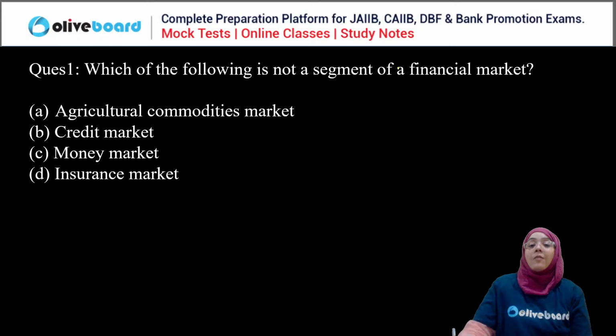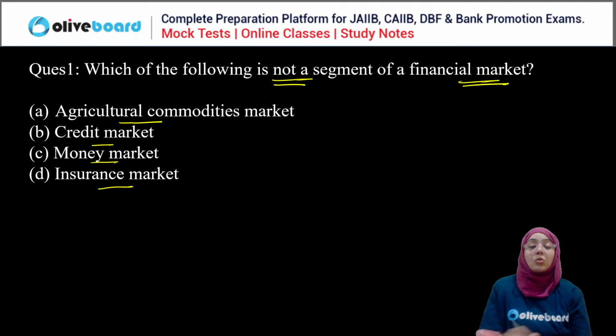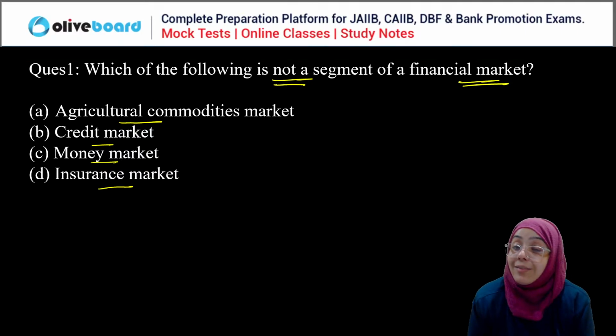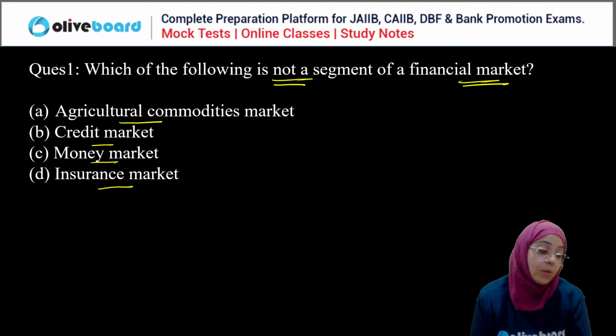Now, next question. Which of the following is not a segment of the financial market? Agriculture, commodity market, credit market, money market, insurance market. Which of the following is not a segment of the financial market?